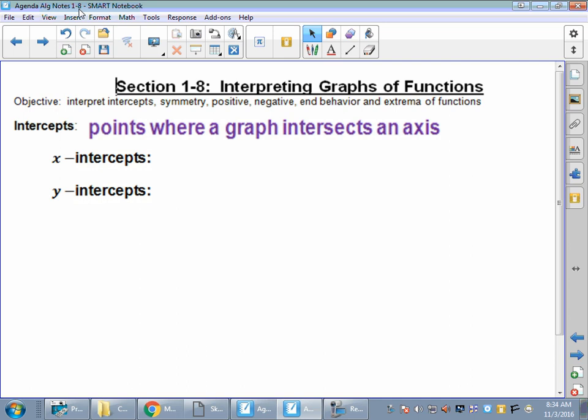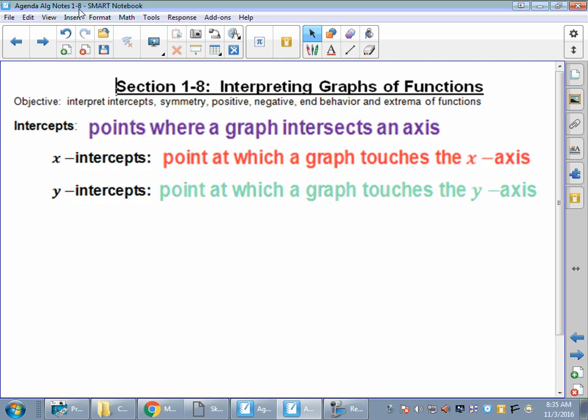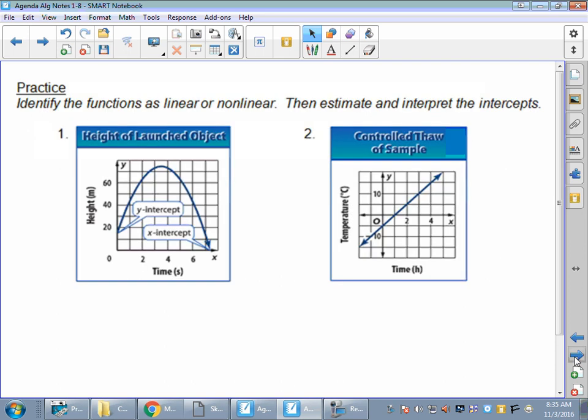The points where the graph intersects the axis. And of course, the x-intercept is where the graph touches the x-axis. The y-intercept is the point at which the graph touches the y-axis. We all know what they are, where to find them, and we've worked on interpreting what does that mean in each situation. So really quickly, we didn't mention this, but I know that you can figure this out pretty quickly. 1 and 2, it asks you to identify the functions as linear or nonlinear, estimate and interpret the intercepts.